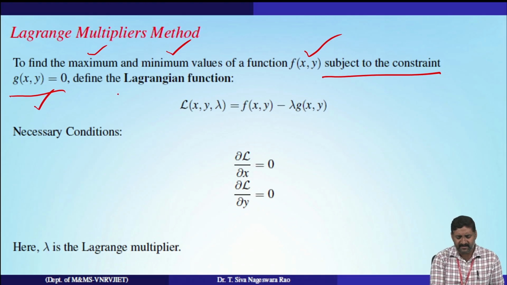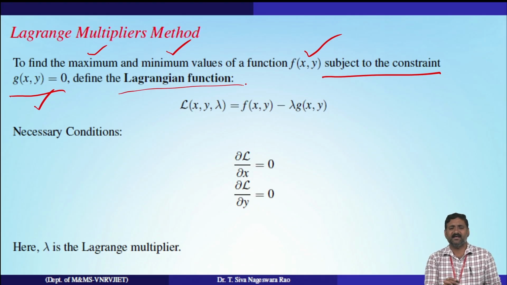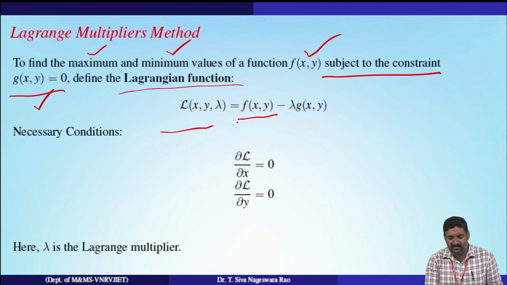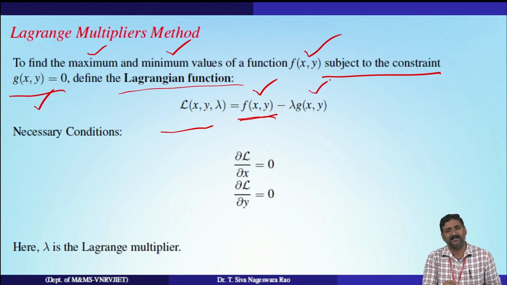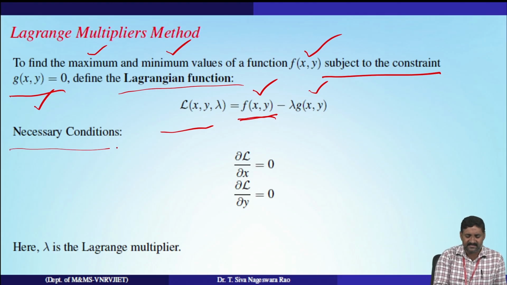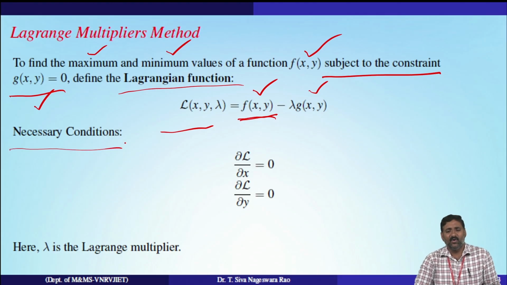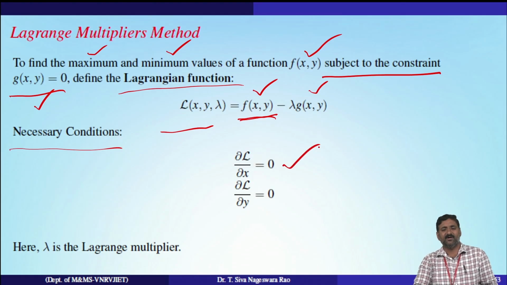First of all, we will define the Lagrangian function. What is the Lagrangian function? L of x comma y comma lambda is equal to f of x comma y minus lambda multiplied by g of x comma y, and g of x comma y is a constraint condition. Now, if you want to find the critical points or stationary points, what is the necessary condition? The necessary condition is dou L by dou x is equal to 0 and dou L by dou y is equal to 0.